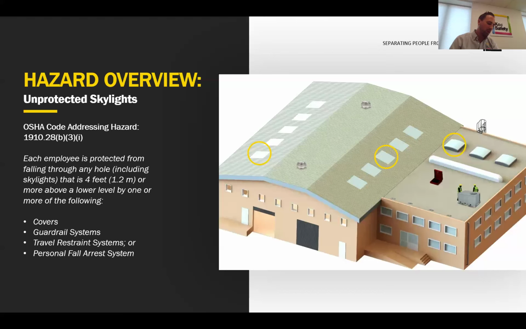Well, let's dive into the code and see what the code has to say. This is OSHA 1910.28, paragraph (b)(3)(i), which states that each employee is protected from falling through any hole, and then in the code, in parentheses, it says including skylights. So OSHA's super clear. That's 4 feet or more above a lower level. That's one of the instances of our 4 feet minimum fall height requirement in general industry by one or more of the following options. So OSHA now gives us options.